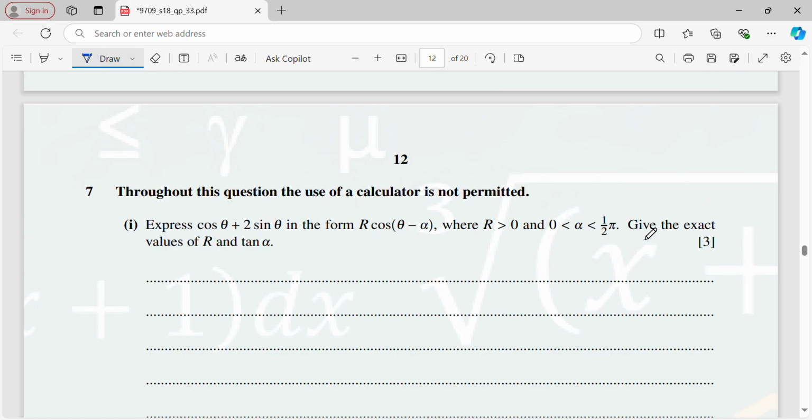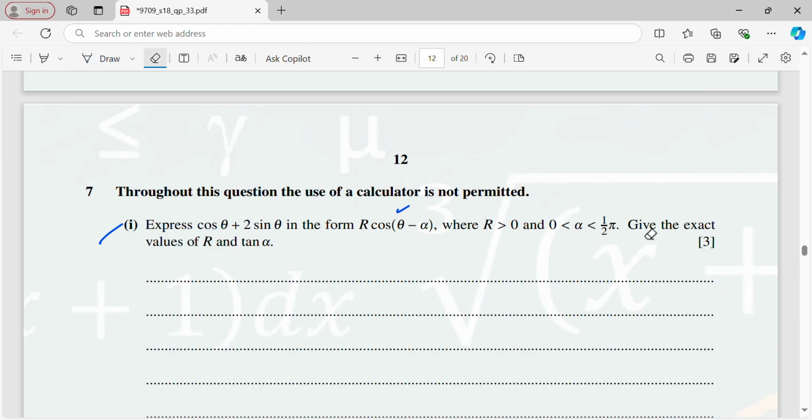Okay, question number 7. Throughout this question, the use of a calculator is not permitted. Now, first part, express cos theta plus 2 sin theta in the form r cos(theta minus alpha). Give the exact values of r and tangent alpha.